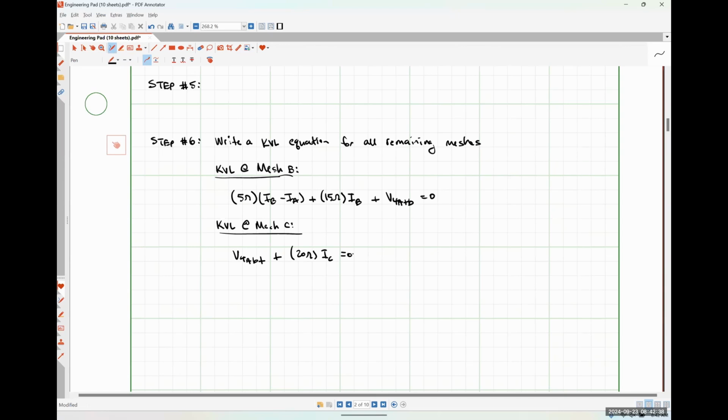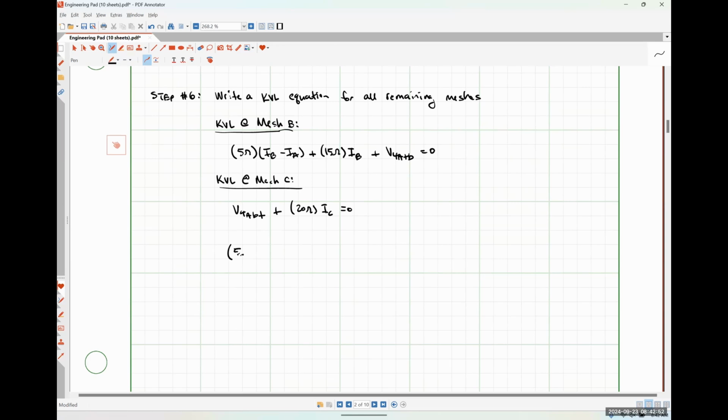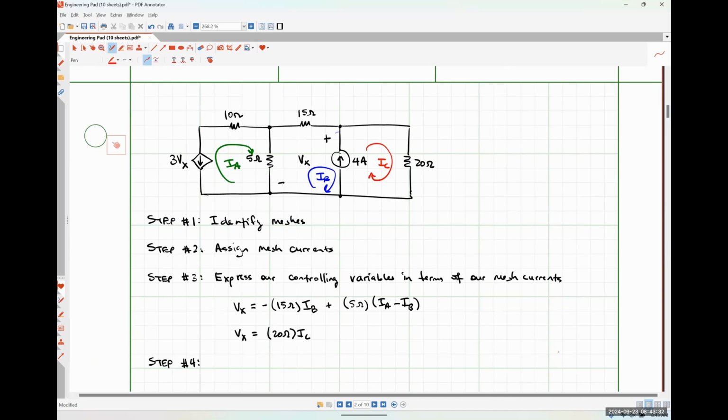So I'm going to do something very similar to what I did on Friday, and I'm just going to add these two equations together because once again, 0 plus 0 still equals 0, right? So if I add these together, what I'm going to wind up getting is 5 ohms times (IB minus IA) plus 15 ohms IB plus that V4A from top to bottom plus that V4A from bottom to top plus 20 ohms IC and set it equal to 0, where these two voltages are going to cancel each other out because they represent the exact same voltage but of opposite polarities. Okay. So what we have effectively done is we have written a KVL equation around this path.